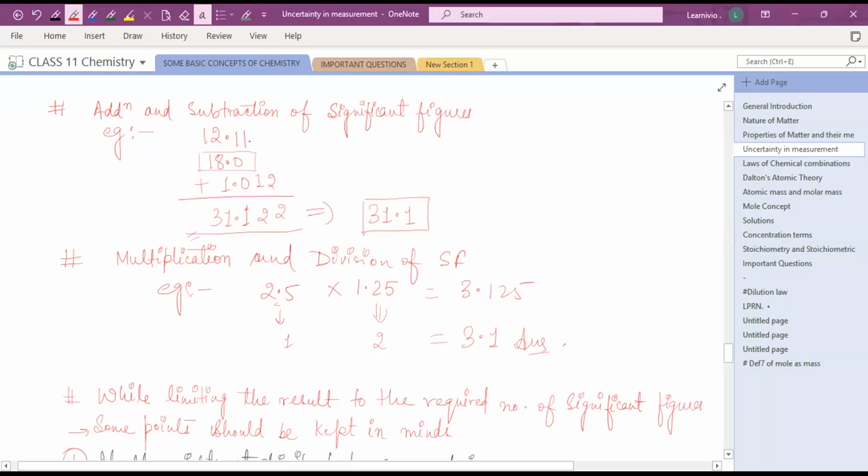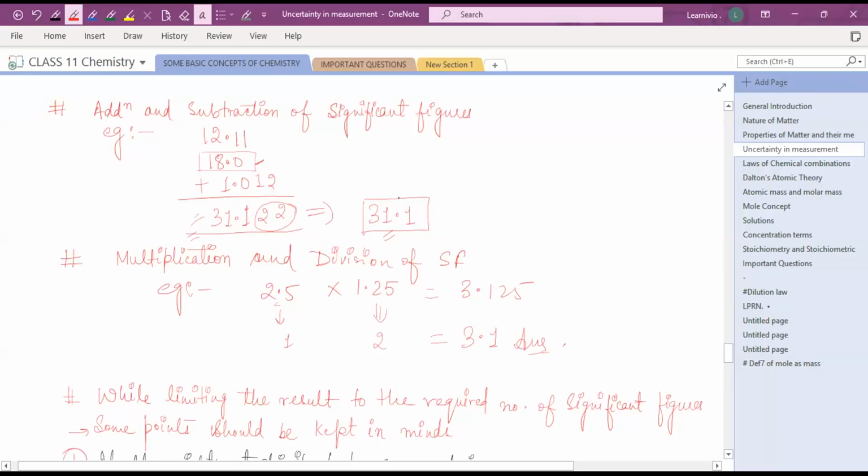So in 12.11, after the decimal there are two digits, right? In 18.0 there is only one digit, and in this there are three digits. You just have to consider this. It means the answer that you get, like this is your final answer. In your final answer, there is no need to write all these digits after the decimal. Just write the minimum number of digits right after the decimal. Okay, so it's 31.1. No need to write this 2. You can just omit this 2.